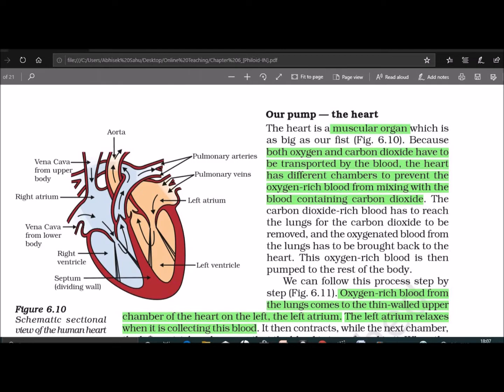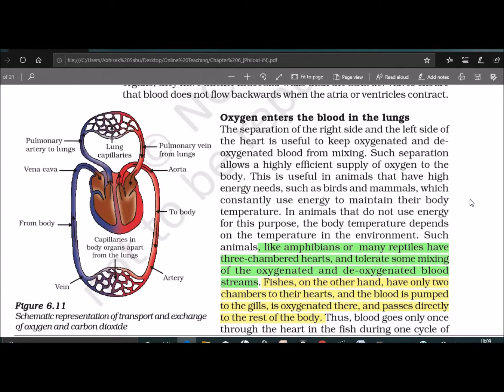The sequence of the events which take place during the complete one heartbeat is called a cardiac cycle. It involves the repeated rhythmic contraction and relaxation of the heart muscle. The contraction is called systole and the relaxation is called diastole. We can follow the steps as shown in the figure 6.11.